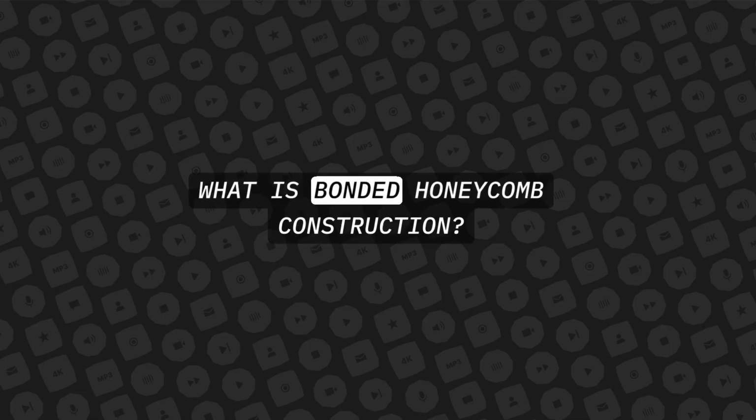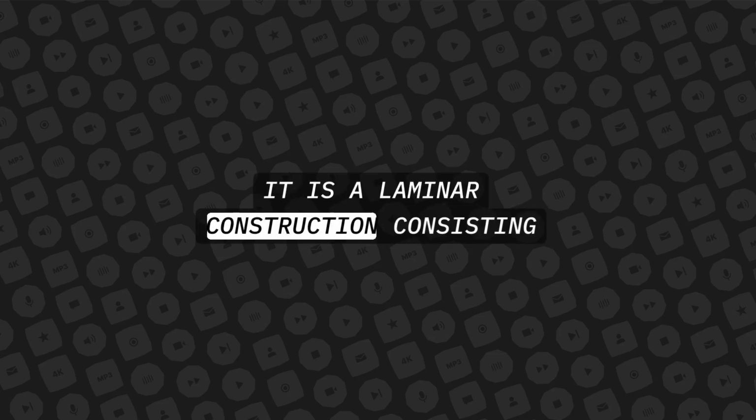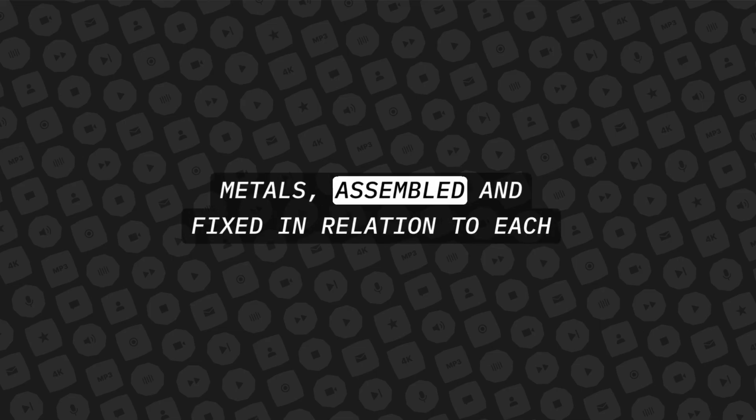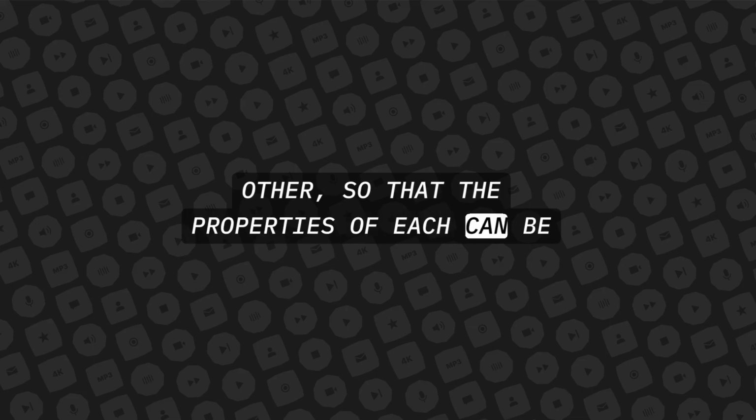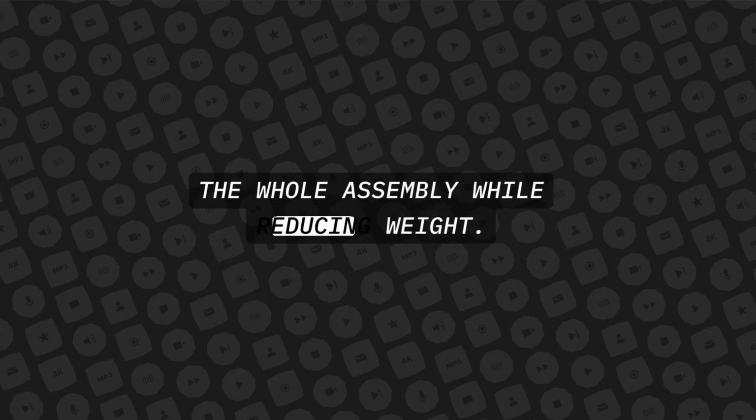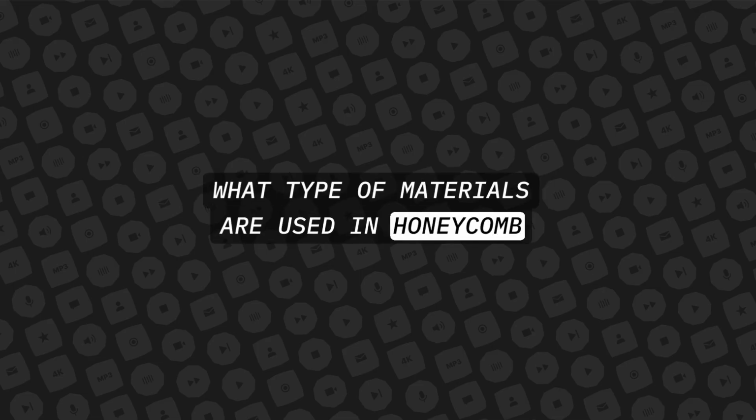What is bonded honeycomb construction? It is a laminar construction consisting of a combination of alternating dissimilar metals, assembled and fixed in relation to each other, so that the properties of each can be used to attain specific structural advantage for the whole assembly while reducing weight. What type of materials are used in honeycomb construction?